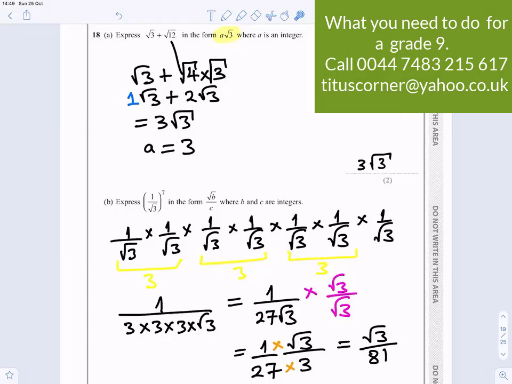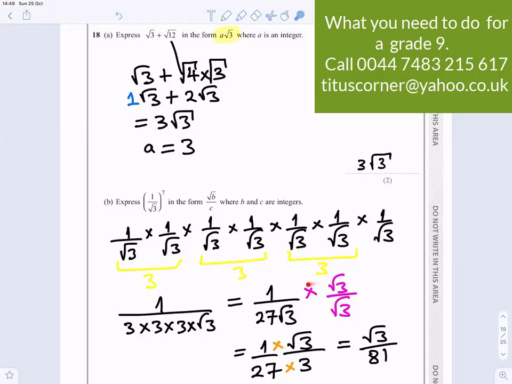Now, we want to change it such that there's no square root in the denominator. And that is what we call rationalize the denominator. So to get it to look like the question they're asking us to do, we multiply by square root of 3 over square root of 3. This is a technique because square root of 3 divided by square root of 3 is 1. So it's like multiplying it by 1, which doesn't change the answer, but it helps us to get rid of the square root from the denominator.